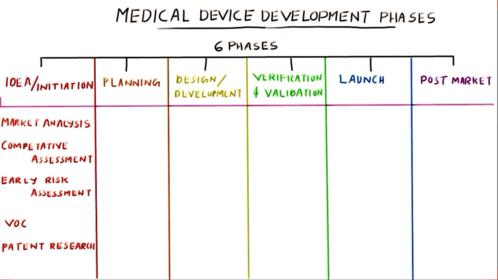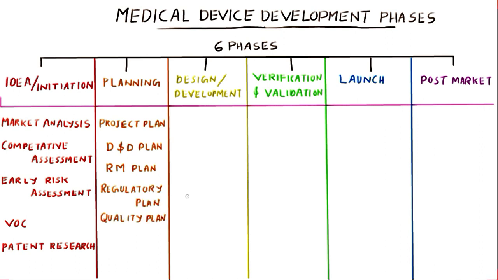The second phase is the planning phase. The planning phase is the collection of user needs and the transition of those user needs into technical requirements for the final product. The plans made at this phase are the project plan, the design and development plan, the risk management plan, the regulatory plan, the quality plan, the operations plan, and the usability engineering plan. Also, in some cases, the early concept design or selection can be done at the end of this phase.